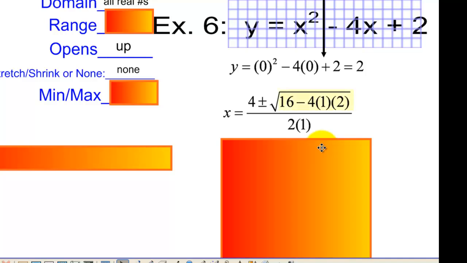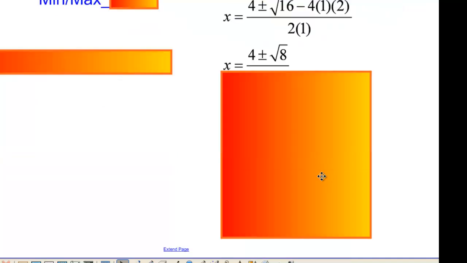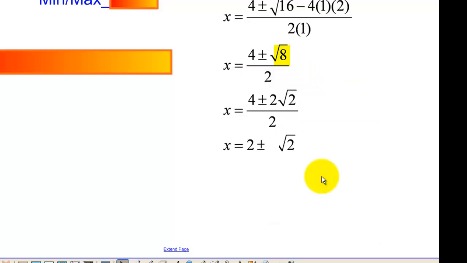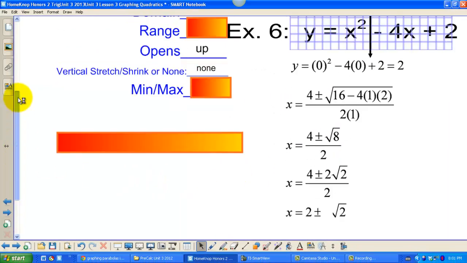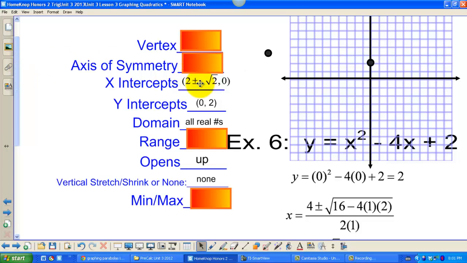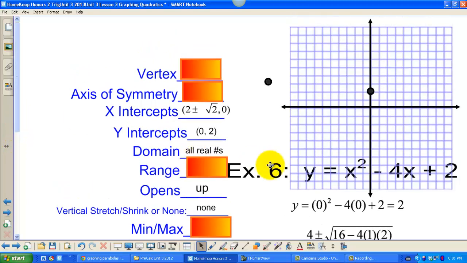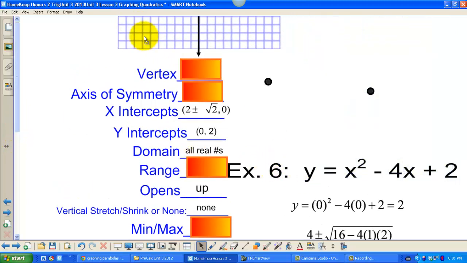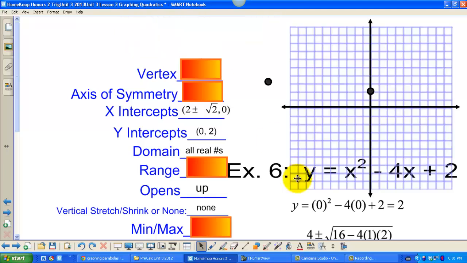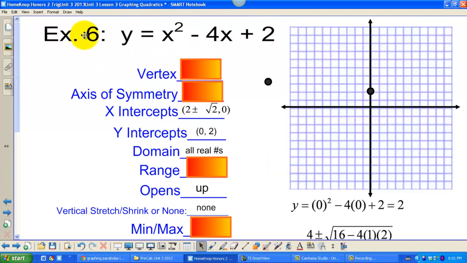So what is 16 minus 4 times 1 times 2? That's 8. Root 8 breaks down into 2 root 2, and then that simplifies into 2 plus or minus root 2. So my x-intercepts are 2 plus or minus root 2, 0. Yes, you could write those as two separate coordinates, 2 plus root 2, comma 0, and 2 minus root 2, comma 0.